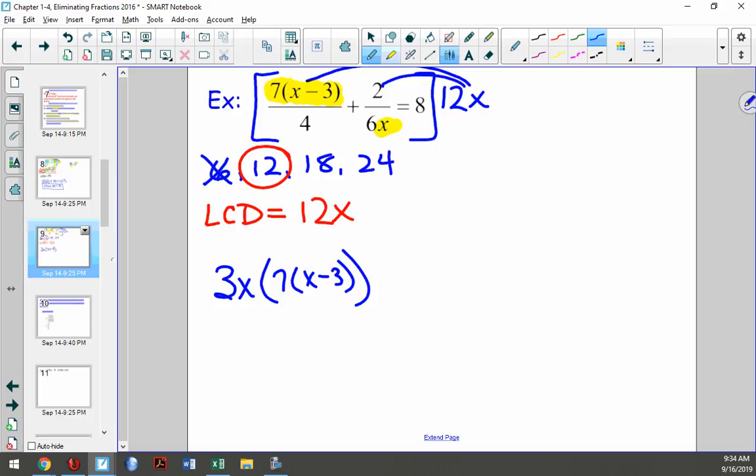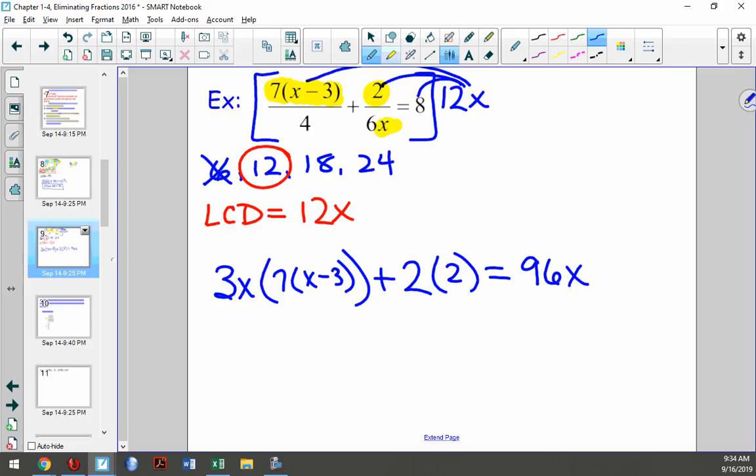12x divided by 6x, because it is a fraction. 12x divided by 6x is going to be simply 2. And again, I'm going to drop down the numerator, which is going to be the number 2. And that is going to equal, the last term is not a fraction. Since it's not a fraction, I simply do the multiplication. 12 times 8 is going to be 96x.